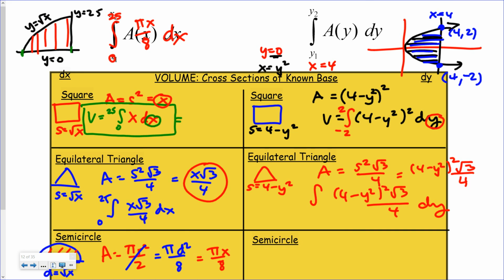I mean, we're doing the same thing each time. The hard part is trying to find the area of the cross section. If this is a dy problem, what's my lowest y value? -2. What's my highest y value? 2. Are you getting the hang of this?